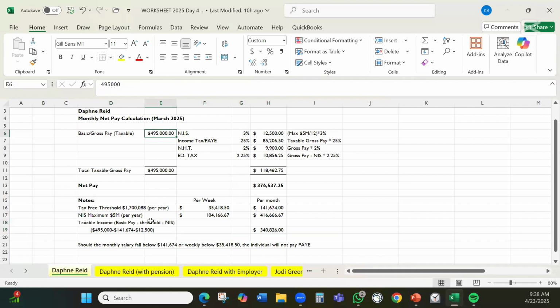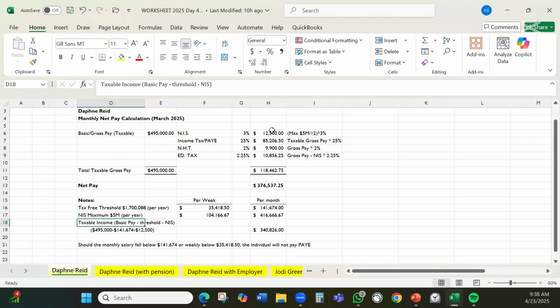You get an allowance for the threshold. And remember, we are doing it per month. And for the year, it is 1,700,088, which works out to be 141,674 per month, right? Always remember that it's per month we're doing it. So you take the basic pay for the month, you minus the threshold for the month, which is the 141,674, and you minus the NIS.